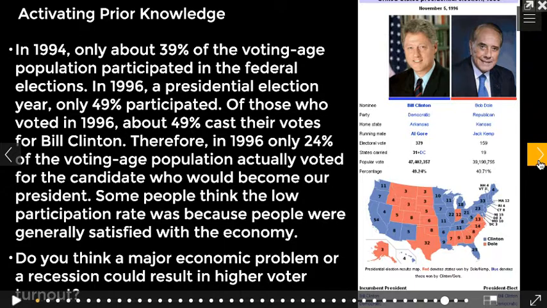In 1994, only about 39% of the voting age population participated in the federal elections. In 1996, a presidential election year, only 49% participated. Of those who voted in 1996, about 49% cast their votes for Bill Clinton. Therefore, in 1996, only 24% of the voting age population actually voted for the candidate who would become our president. Some people think that the low participation rate was because people were generally satisfied with the economy. Do you think a major economic problem or a recession could result in a higher voter turnout?